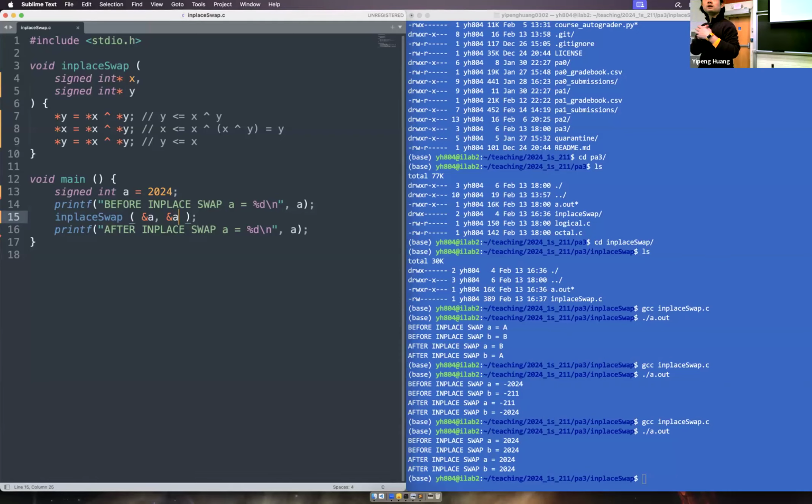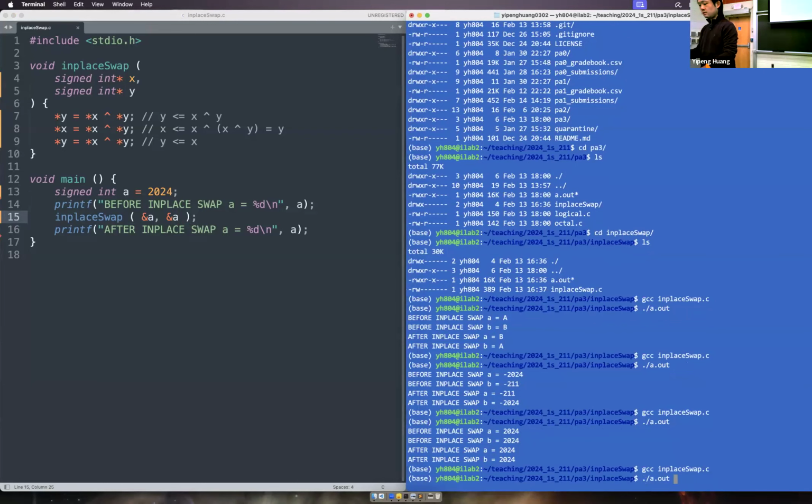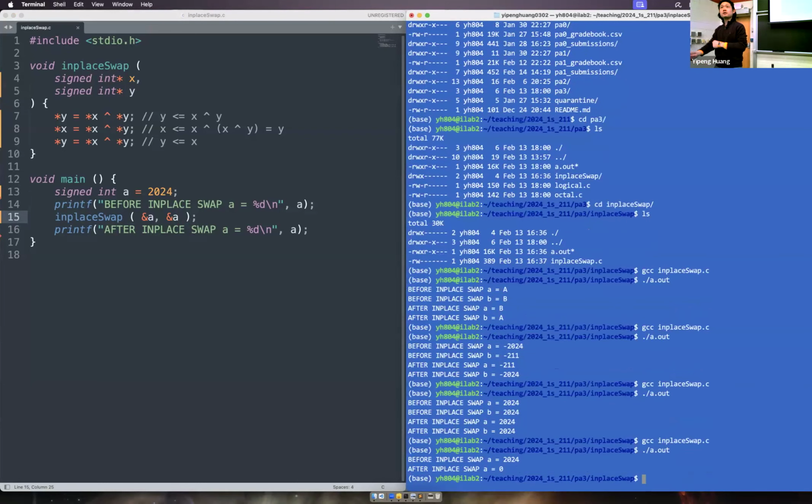Well, I guess expected nothing would happen. A gets swapped in place with itself. A should stay the same. But what's actually going to happen? Is it going to null itself out? It's going to null itself out, right? Because A XOR A is just 0. So if we run it now, after trying to swap them, it cancels itself out, right?